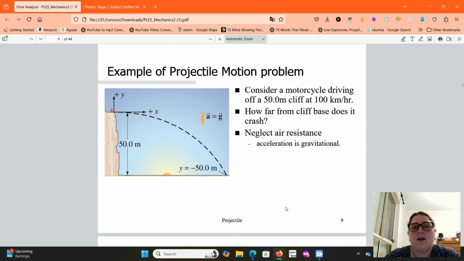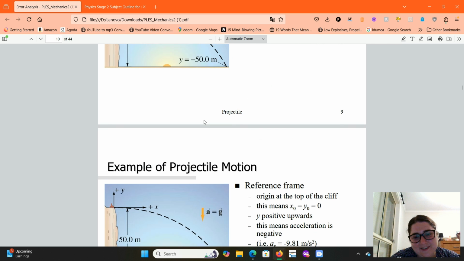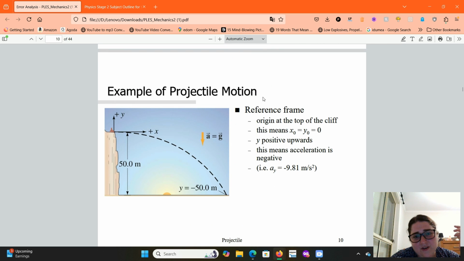Okay, so an example of projectile motion. Consider a motorcycle driving off a 50-meter cliff at 100 kilometers per hour. How far from the cliff does it crash, neglecting air resistance? So, reference frame. Origin at the top of the cliff, up here. This means that x0 equals y0, which equals 0. Y is positive upwards. This means acceleration is negative, so it's going downwards. So it's negative 9.8.